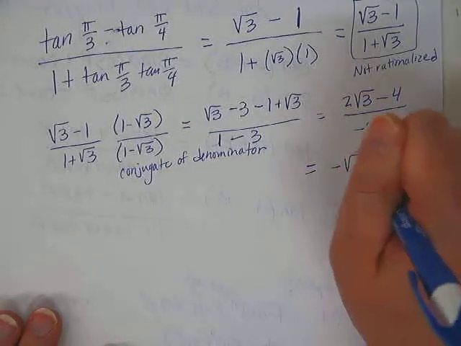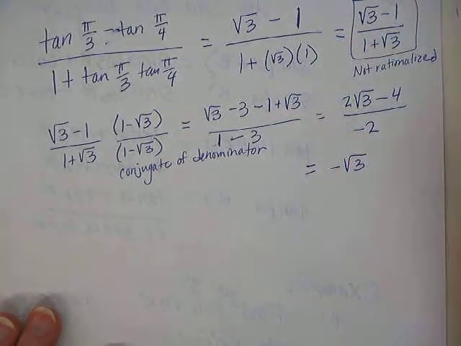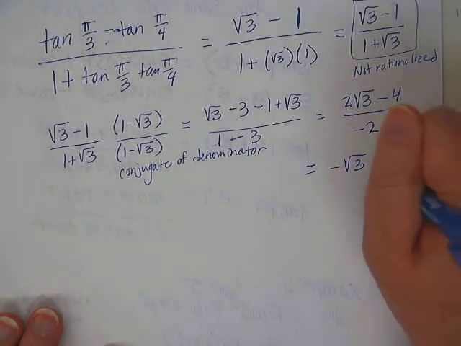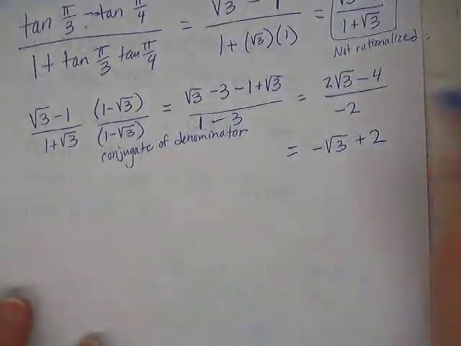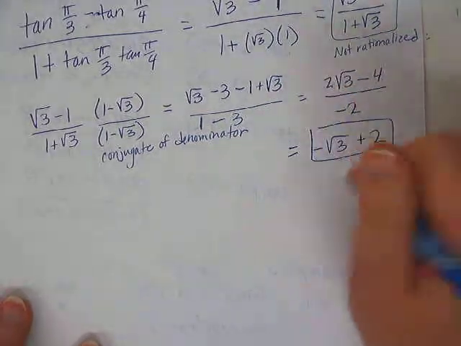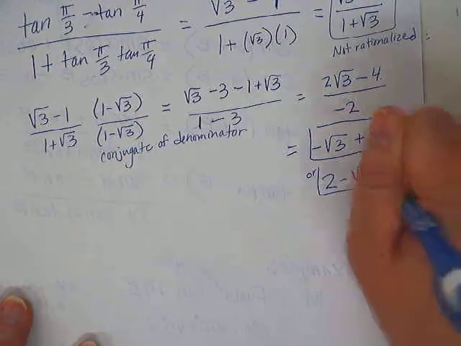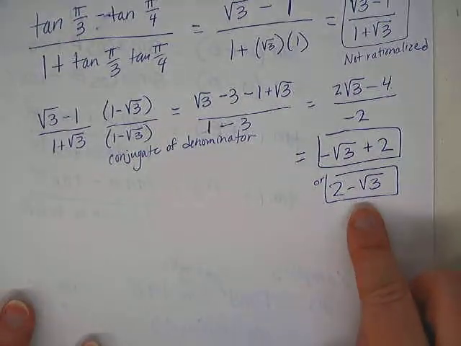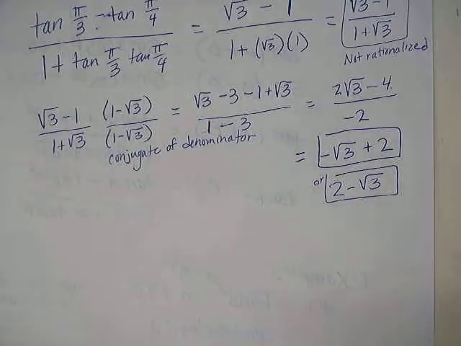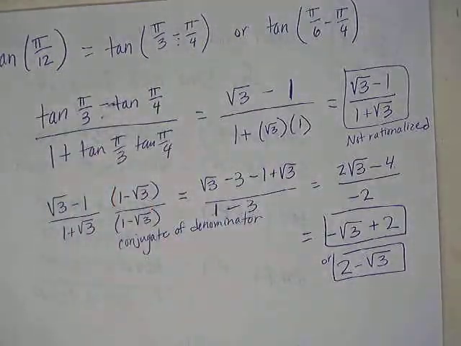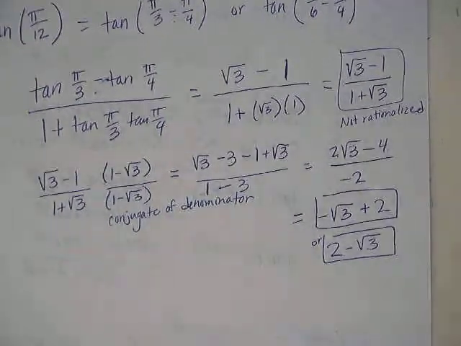Oh, we're still not done. We can reduce this fraction. So negative 2 divides into 2 negative 1 times. And then negative 2 divides into negative 4 positive 2 times. So that could be your final answer. Or if you prefer, you could write it that way, which is probably what your book would do.